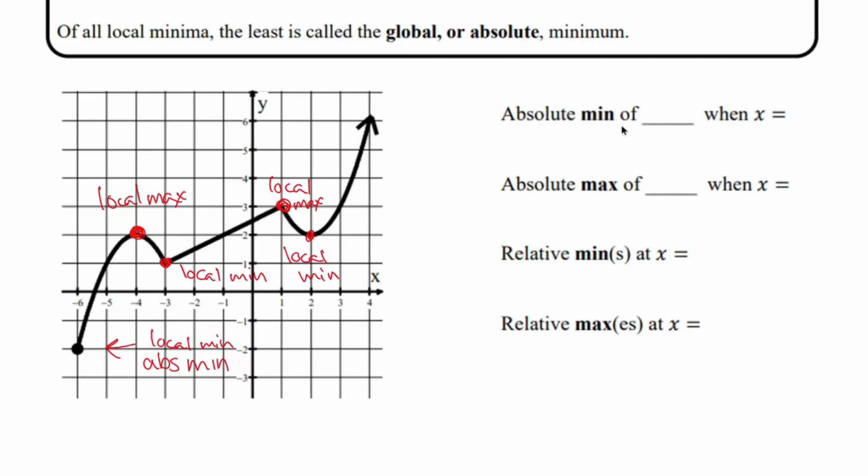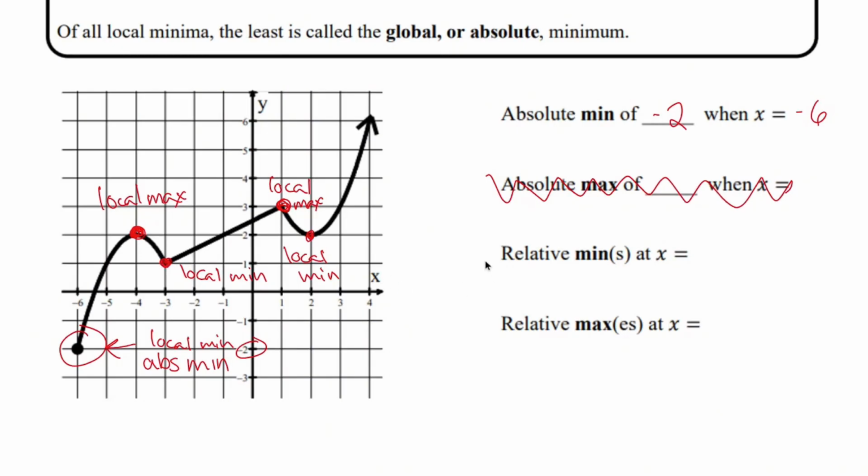So let's answer some of these questions. We have an absolute min of what when x equals what? Well, here's our absolute min. So we have an absolute min of -2 when x equals -6. We have an absolute max of what when x equals what? Well, we don't have one. It doesn't exist. Doesn't exist at all.